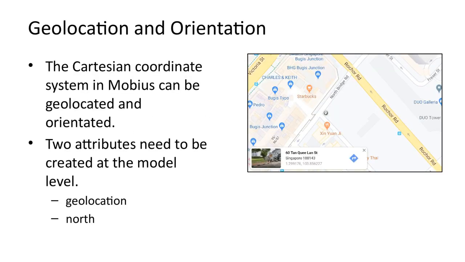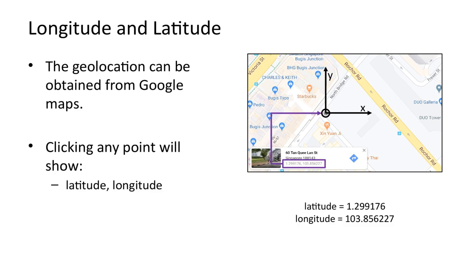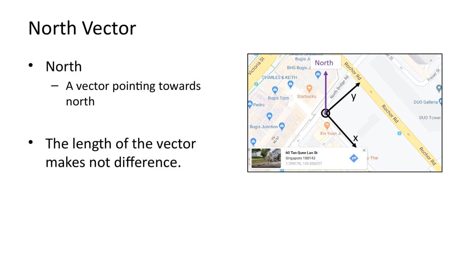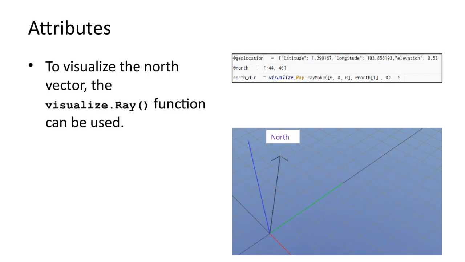Here, we will briefly show how Google Maps can be used to set geolocation and orientation. When you click on any location, the latitude and longitude will be shown. These values can be copied and pasted into Mobius. For specifying the orientation, the north vector can be used. The vector needs to be specified relative to the x and y axes of the Cartesian coordinate system. The north vector can be visualized using the visualize.ray function.